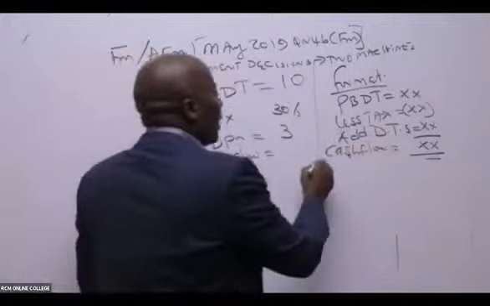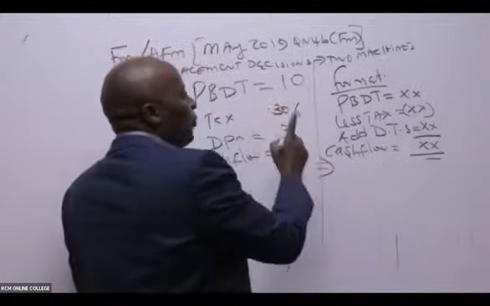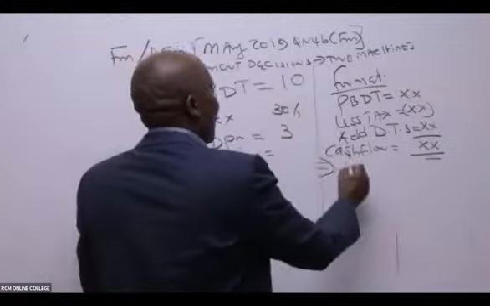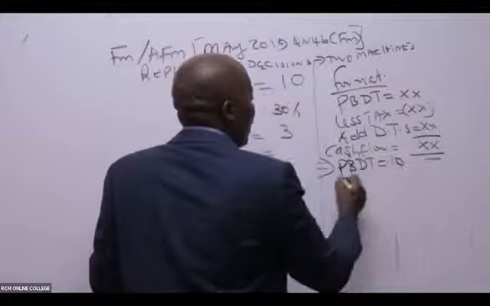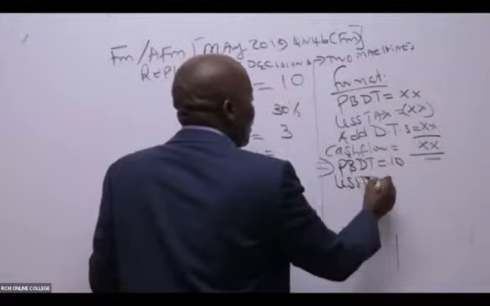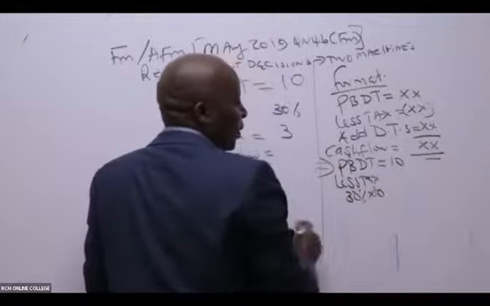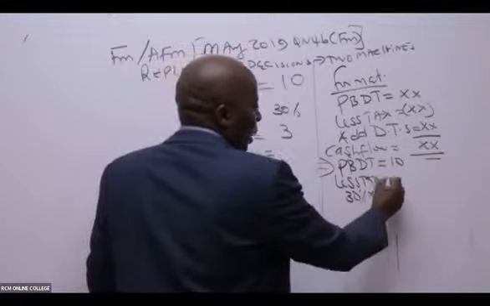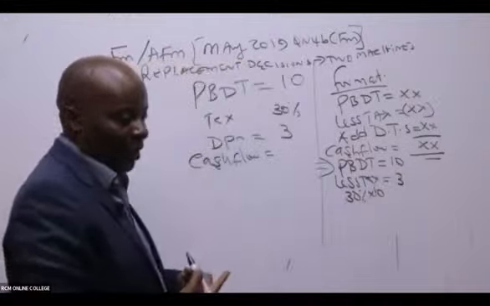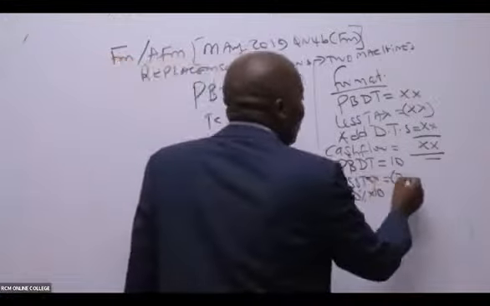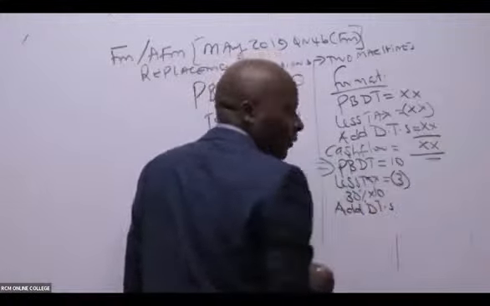So in this particular question, our profit before depreciation and tax has been given as 10. Then we less tax. What is our tax? It is 30% of the profit, 10. So 30% of 10 gives me 3. I'll deduct that and, of course, add depreciation tax shield.